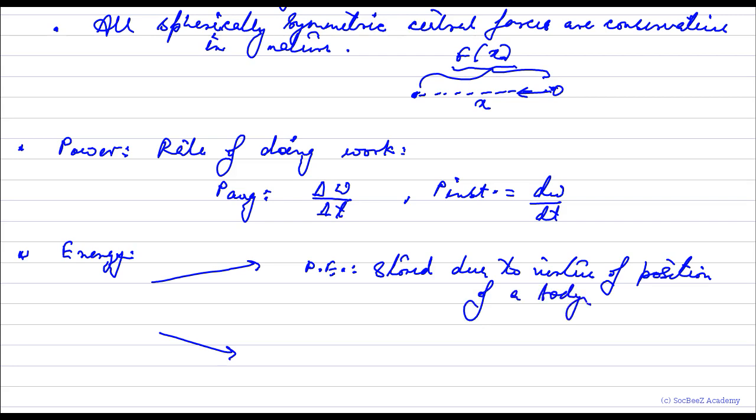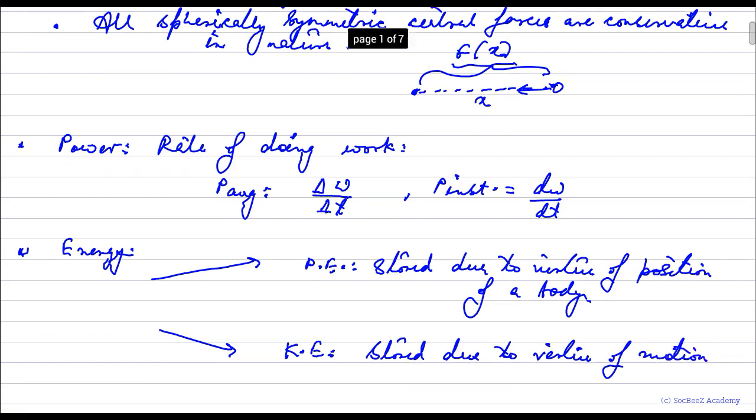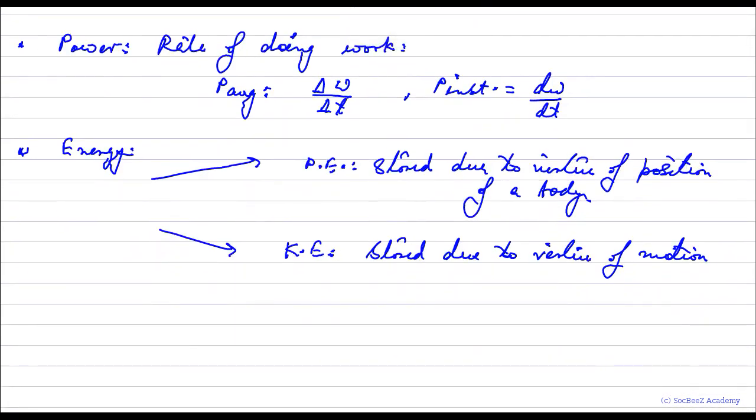And kinetic energy is stored due to virtue of motion. So if I have a body of mass m moving at velocity v, the kinetic energy of this body would be given by half m v square.